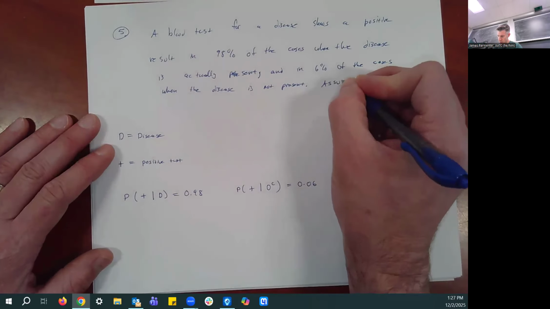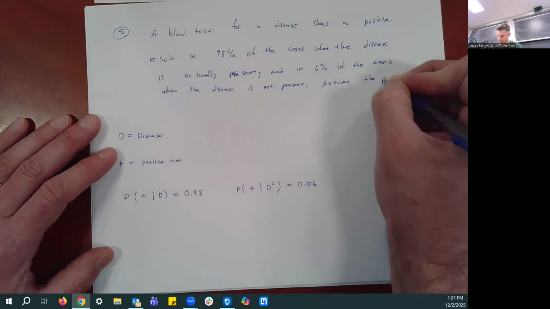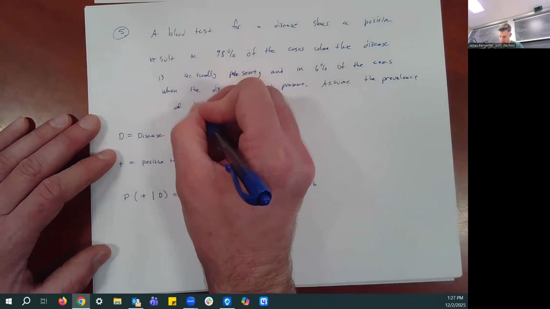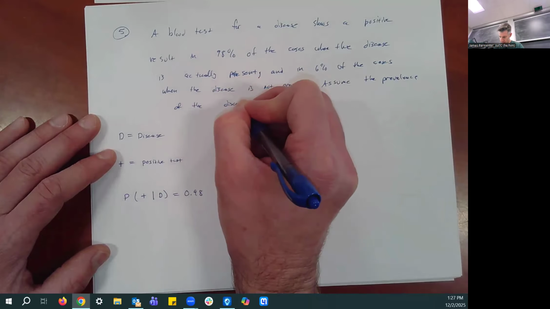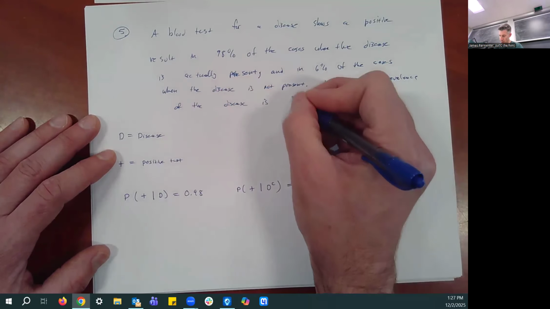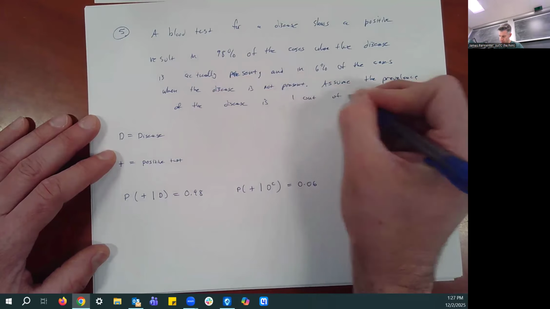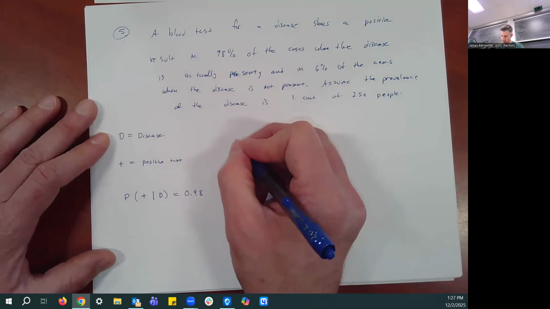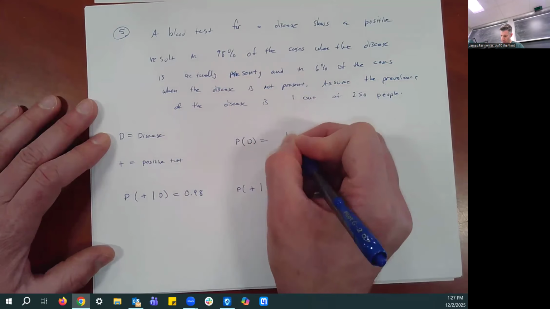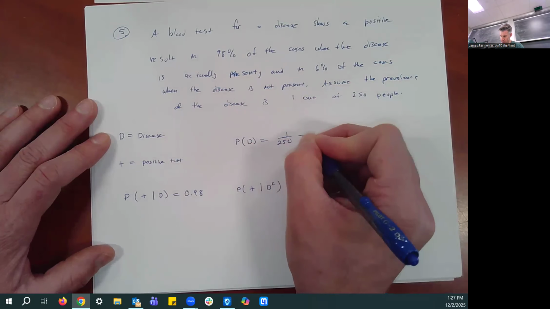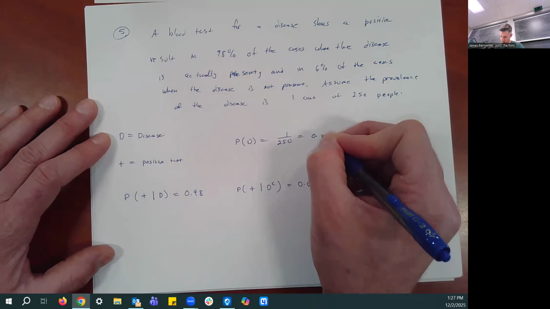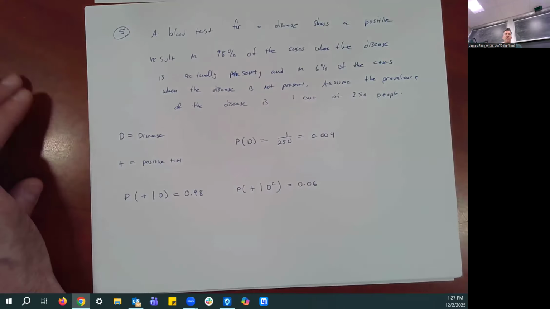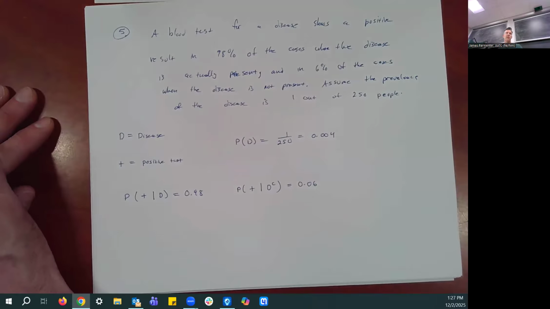Assume the prevalence of the disease is 1 out of 250 people. So the probability of having the disease is 1 out of 250, or 0.004. Right? 1 out of 25 is 4%, so 1 out of 250 is 0.4%.